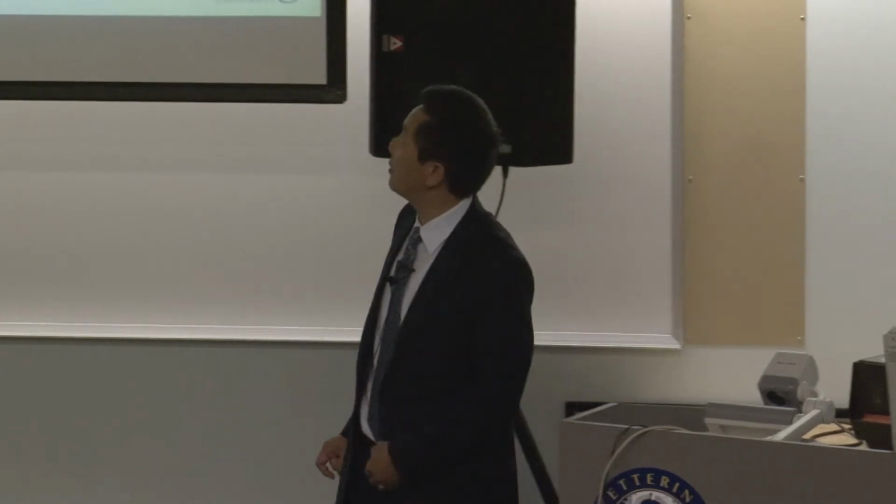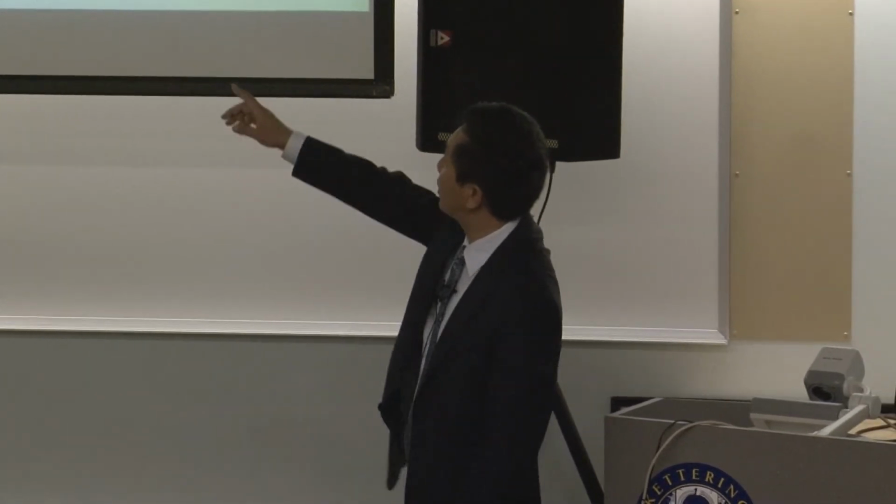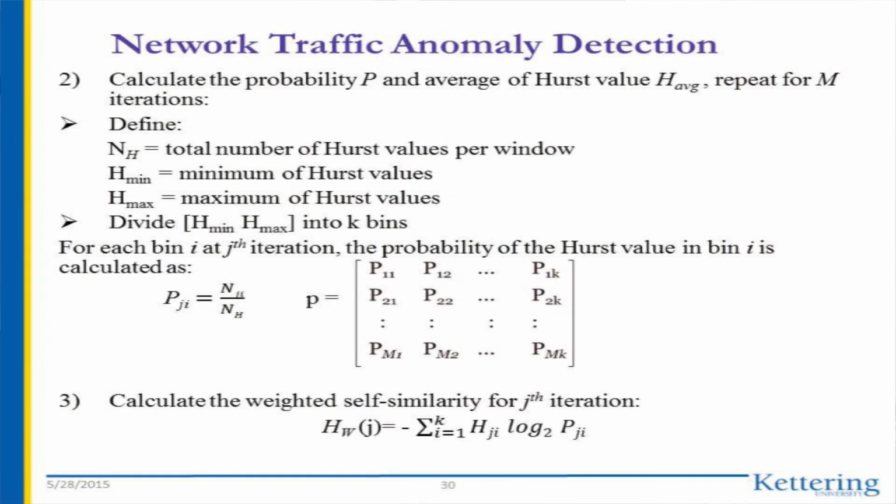So basically, what we do is calculate the Hurst value, and we build the Hurst value matrix, and then eventually we calculate the weighted self-similarity. These terms were completely defined by ourselves during the research.